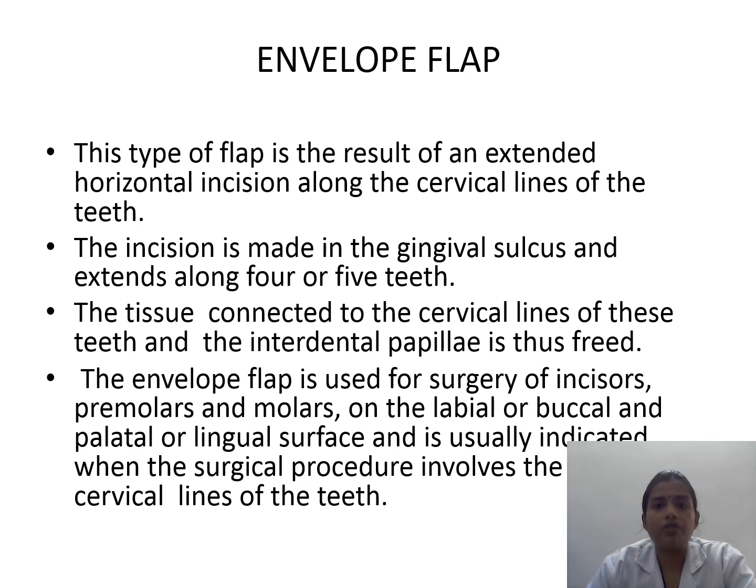This type of flap is the result of an extended horizontal incision along the cervical lines of the teeth. The incision is made in the gingival sulcus and extends along 4 or 5 teeth. The tissue connected to the cervical lines of these teeth and the interdental papilla is thus free. The envelope flap is used for surgery of incisors, molars, premolars on the labial or buccal and palatal or lingual surfaces and is usually indicated when the surgical procedure involves the cervical lines of the teeth.